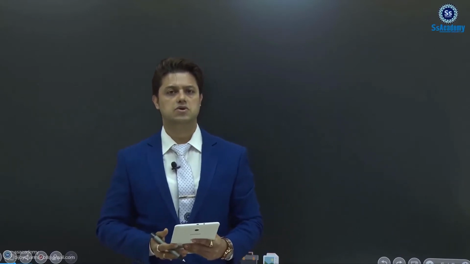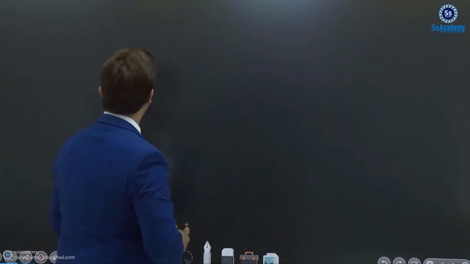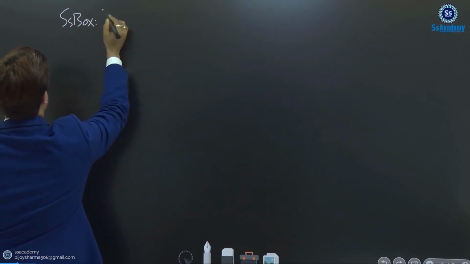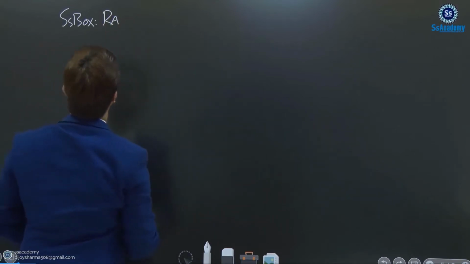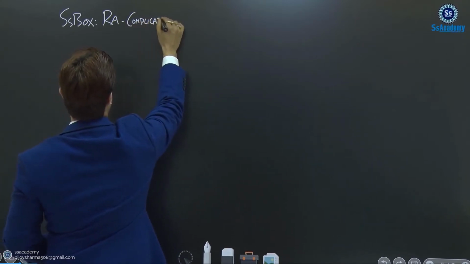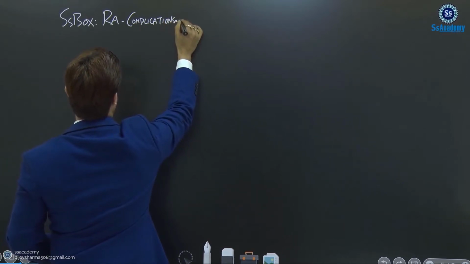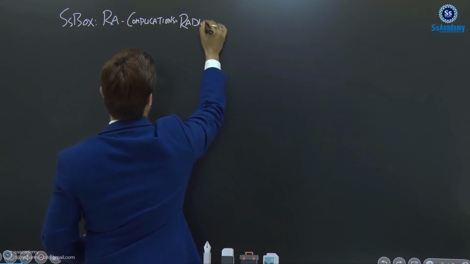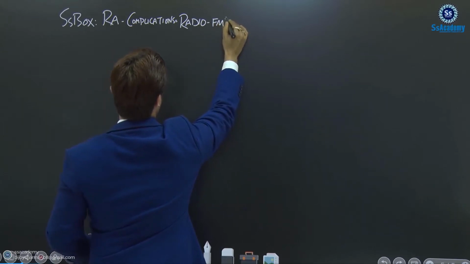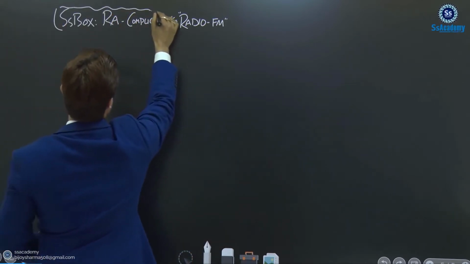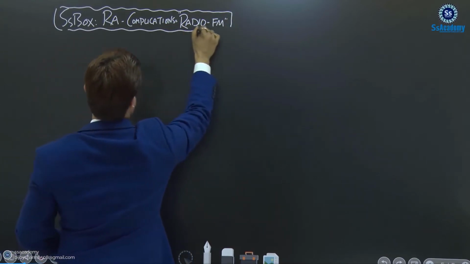I'd like to discuss it on the board so that you can give the right answers correctly with confidence, my dear. So let's draw a box here and write rheumatoid arthritis complications. So you can write down RADIO FM, my dear. It's a mnemonic, so that you can remember all the complications altogether.